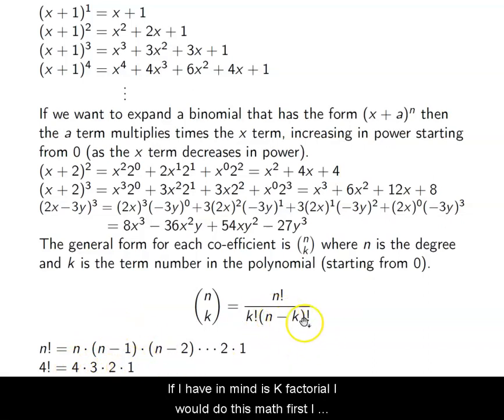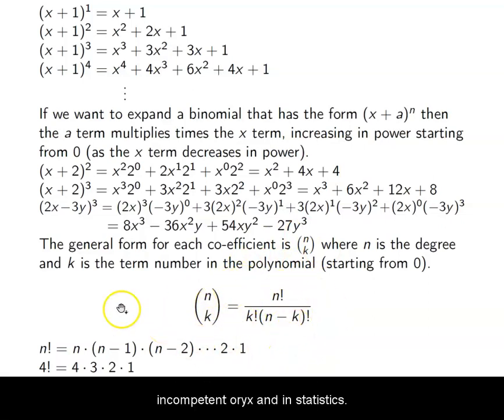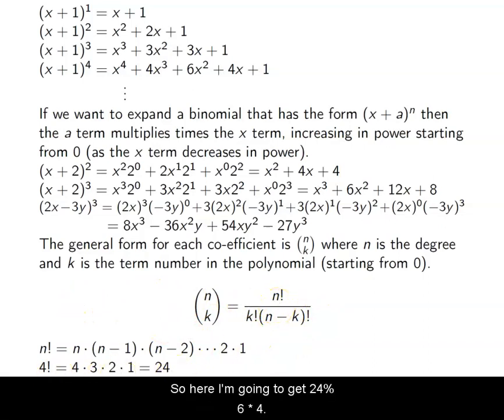If I have n minus k factorial, I would do this math first. I would do this subtraction, and then whatever number I get, I take its factorial. Okay, so that's how that works. This is very, very common. You're going to see this again in combinatorics and in statistics if you ever take a stats class. So here I'm going to get 24 because that's 4 times 3 times 2 times 1.